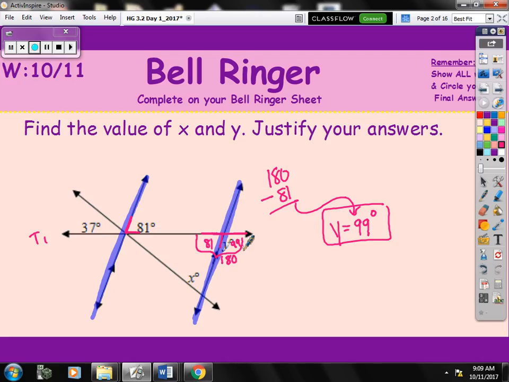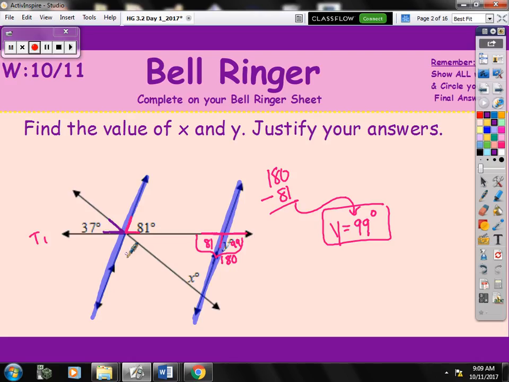Now, the problem with the 37 is that if we trace the corners of the angle, it actually doesn't fall on a parallel line. The vertex does, but one side of it doesn't touch the vertical line. It actually touches both of the transversals. So we really can't use parallel lines and corresponding angles, anything like that, to figure out the angle measurement.